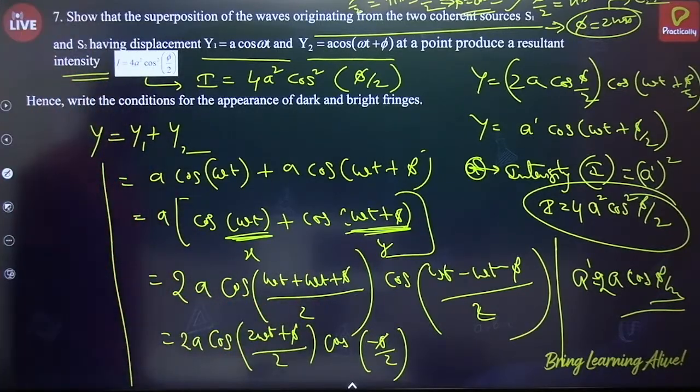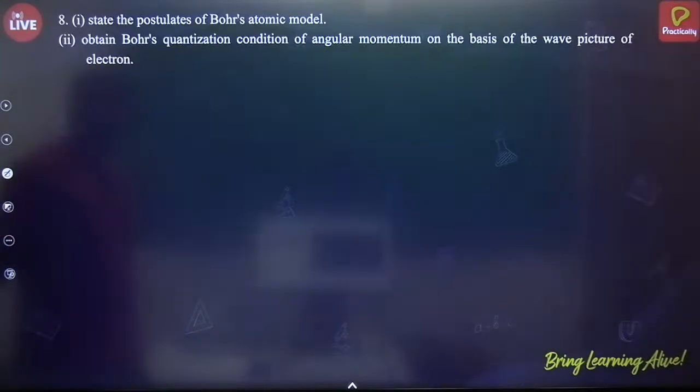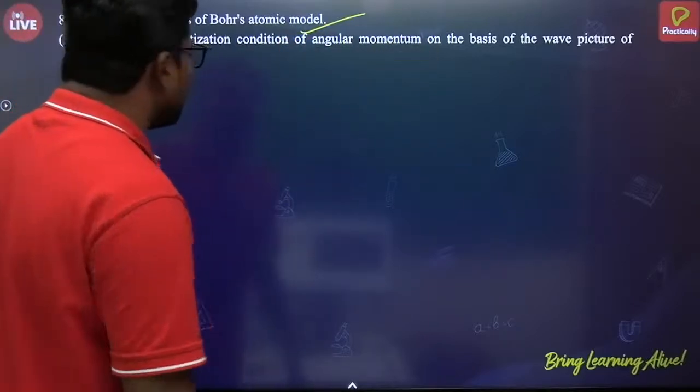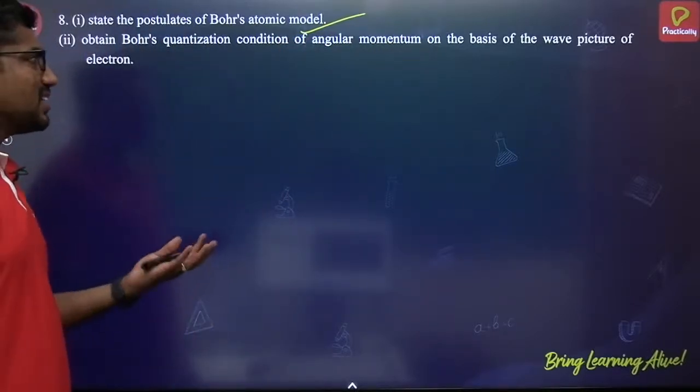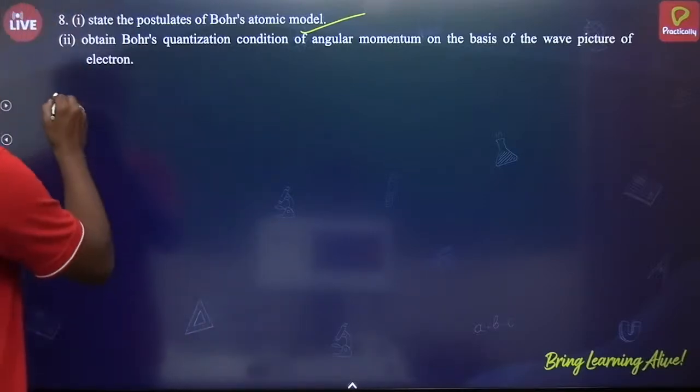Let's move on to the next question then. Eighth one: state the postulates of Bohr's atomic model. Very important and easy, of course. So Bohr's atomic model postulates, what are they?